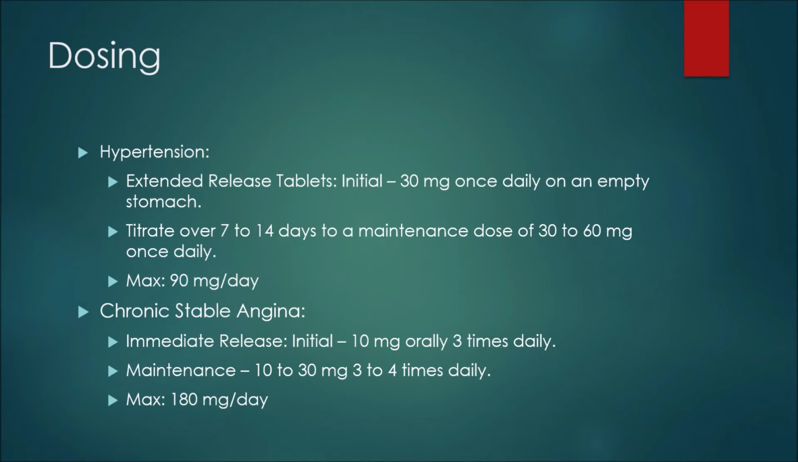In the treatment of chronic stable angina, now using the immediate release formulation, the initial dose would be 10 milligrams orally 3 times daily, with a maintenance dose of 10 to 30 milligrams 3 or 4 times daily, and the maximum here, again for the immediate release formulation, would be 180 milligrams per day.